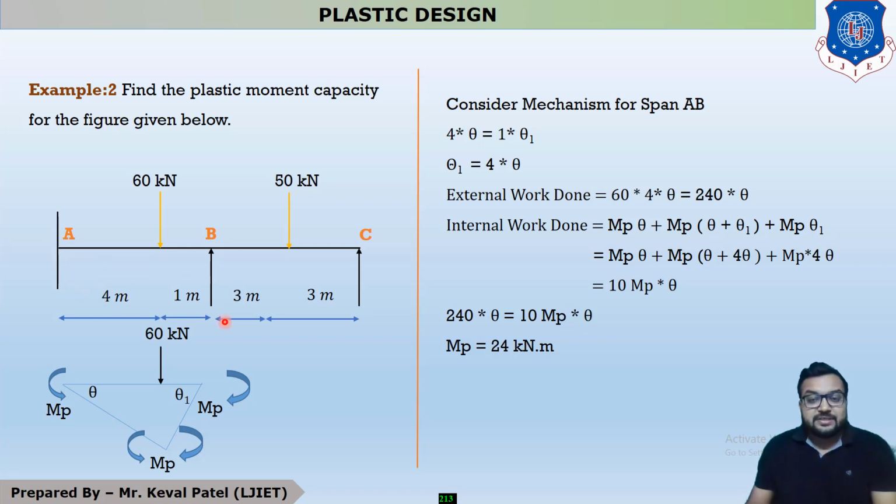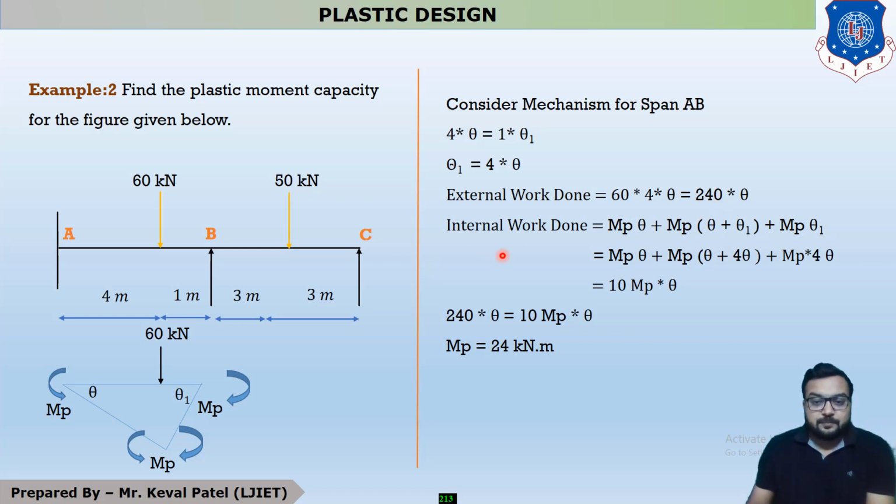Now for span AB, the distance does not remain the same, because on the left side the distance is a, which is equal to 4, and on the right side the distance is 1, which is equal to b. Whenever distances a and b are different, there is a relation between theta and theta 1. So 4 theta is equal to theta 1, that is, theta 1 is equal to 4 theta. Now your external work done is equal to load into deflection under the point of load, so it is 60 into 4 theta, which is equal to 240 theta.